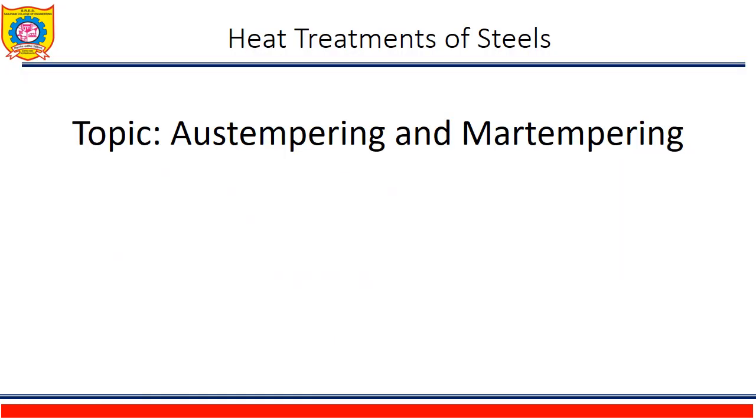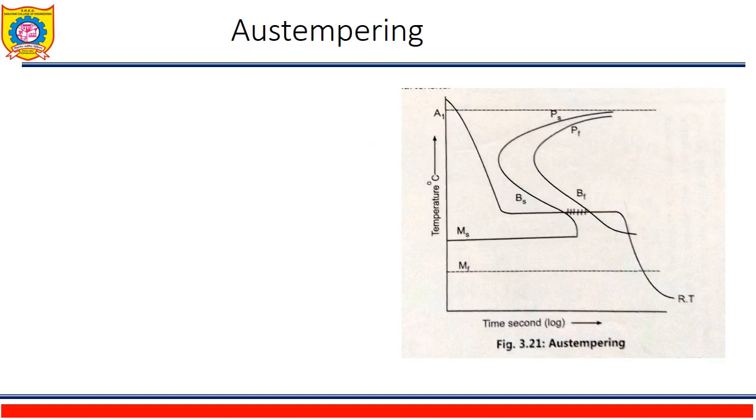Today's topic is Austempering and Martempering. These are the two heat treatment processes which are generally carried out on steels. So in today's lecture we are going to learn the Austempering and Martempering heat treatment processes. Let us start with Austempering.